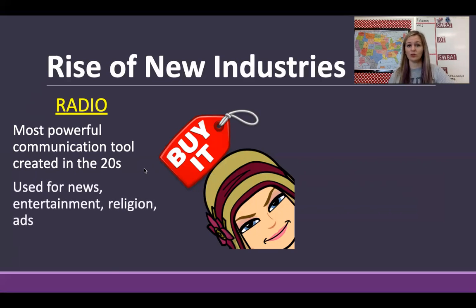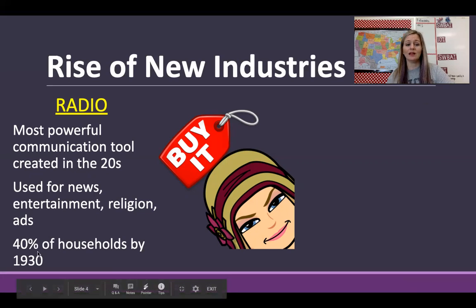So it's going to be used for news. It's going to be used for entertainment. It's going to be used for religion, and you could listen to a sermon on a Sunday. It's also going to be used for advertisements, which is going to be really important. We'll talk about that more in just a second. By the time we get to 1930, 40%, so almost half of the households in the country have a radio. And that number is just going to continue to explode more and more as time goes by.